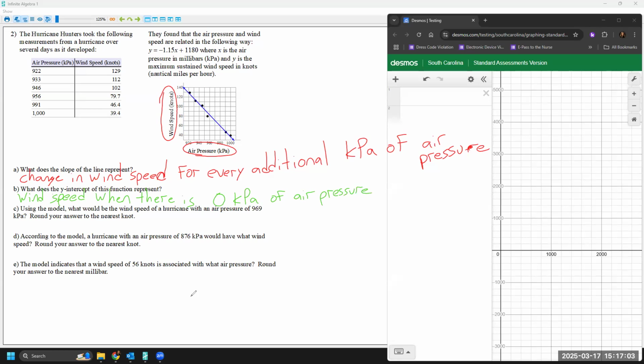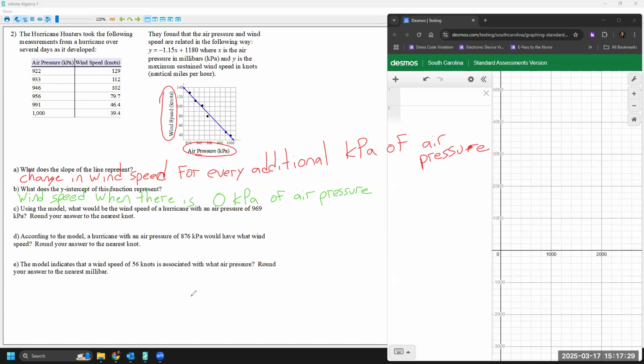Okay. So there we go. And again, I'm assuming in this case that probably doesn't make any sense either, because it's probably impossible to have 0 kPa of air pressure, but it doesn't matter. That's what the y-intercept means. It means what was the wind speed when I have 0 air pressure, okay? All right, so that's how we write our answers for A and B. Now, what about C, D, and E?